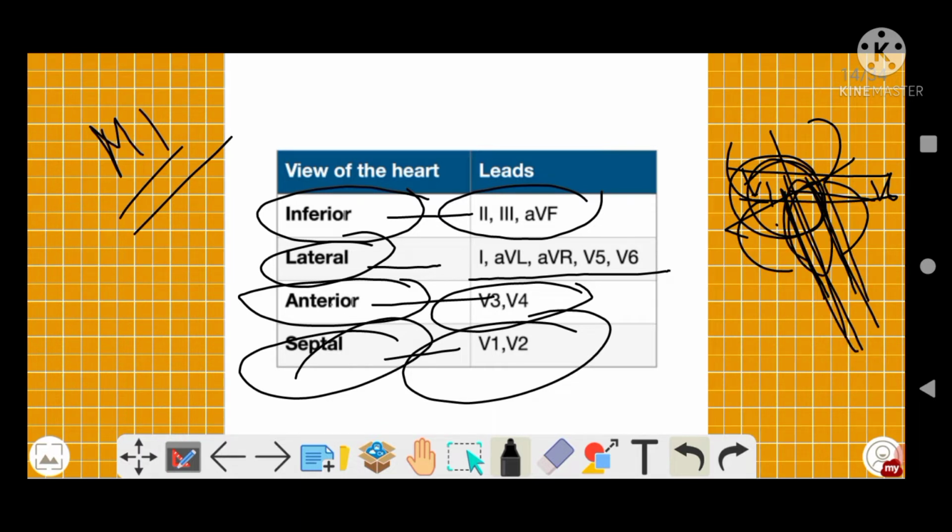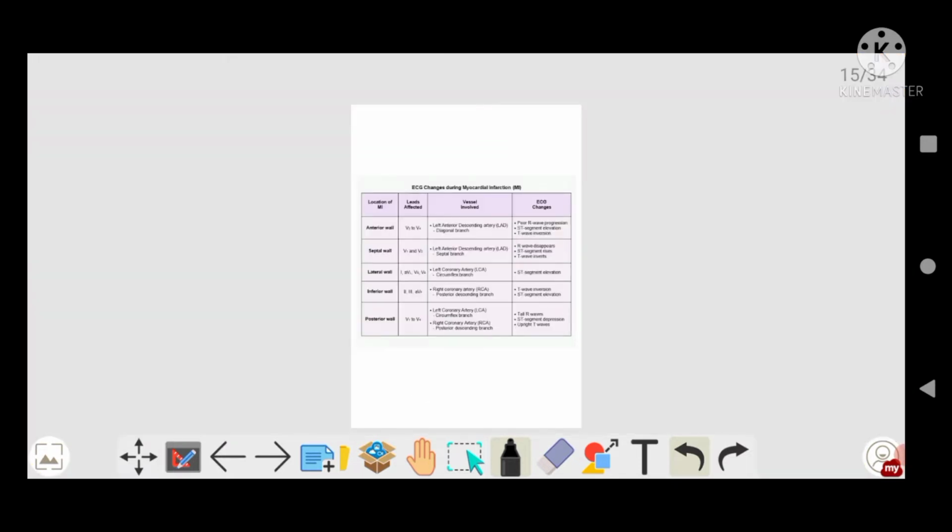So nearby the septum, it will be V1, V2 only. If it is your sternum, from the sternum it goes V1 to V6. And inferior wall 2, 3, aVF, lateral wall 1, aVL, aVR, V5, V6, anterior wall V3, V4, septal wall V1, V2. Septal is your interventricular septum, okay? That one is what they told us, septal wall.